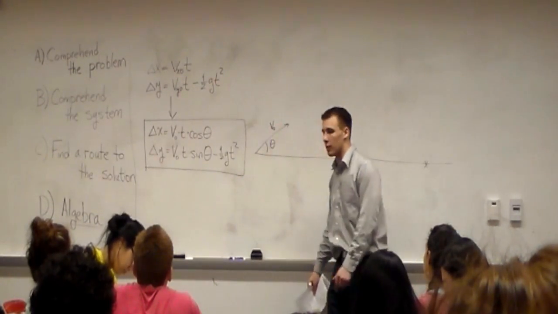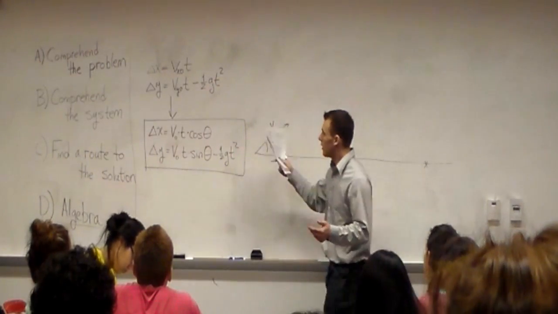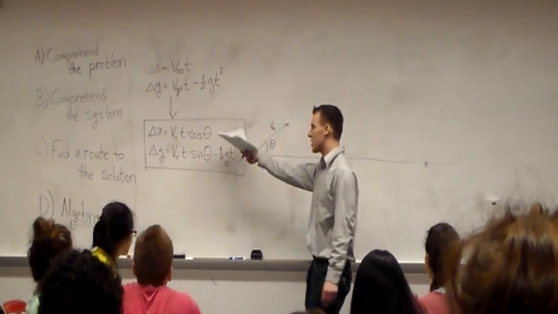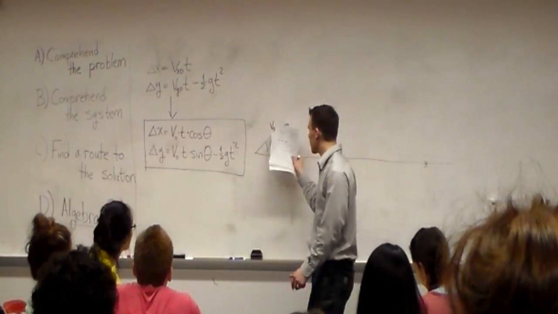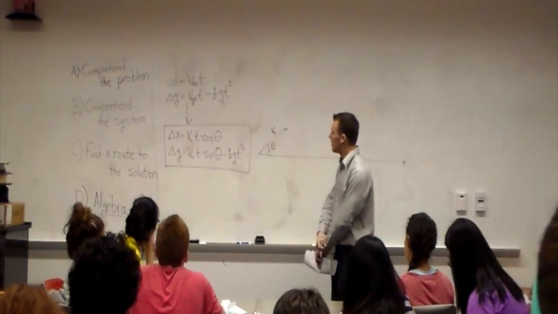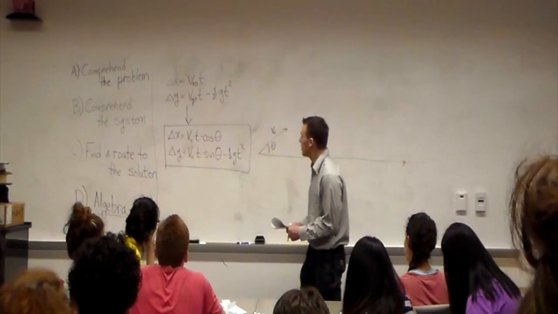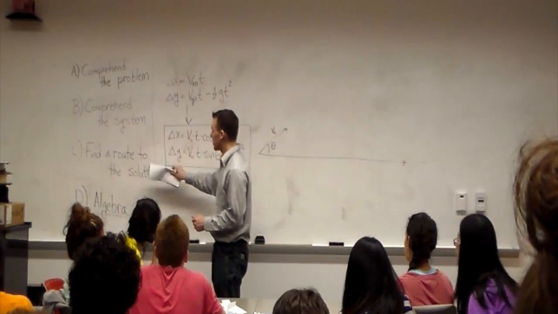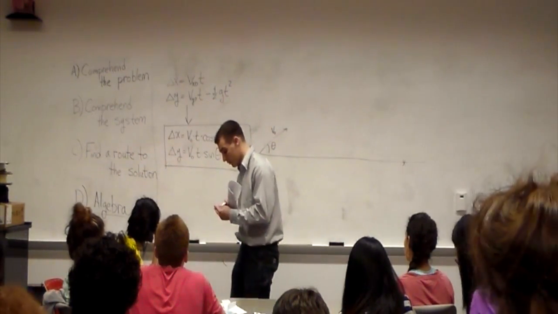Comprehend the problem. Free fall. Not too difficult, right? Comprehend the system. These are the equations that govern it, right? If we know the initial velocity. So here's the tough part then for this problem. And it's not tough if you remember how to do it.